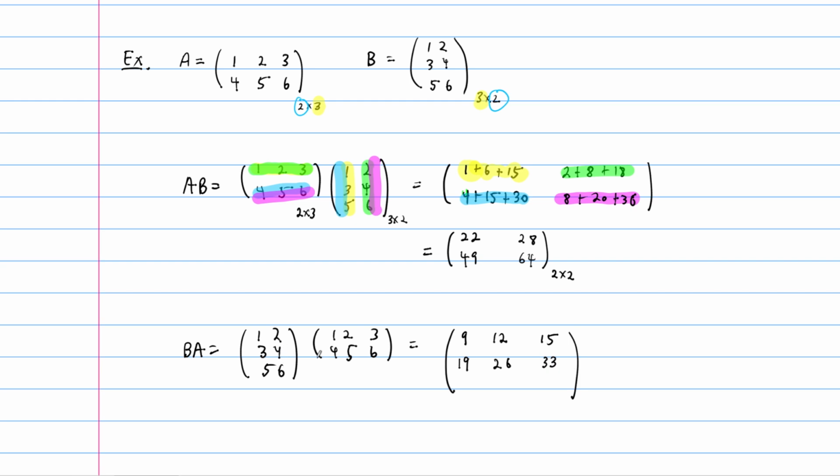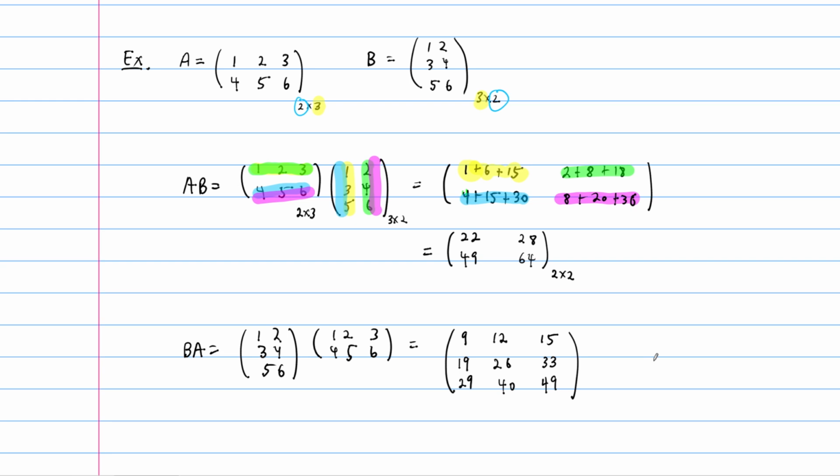All right, and then we just keep going here. So I guess we should finish, right? Third row, first column, so that's 5 plus 24, 29. Third row, second column is 10 plus 30, so that's 40. And then finally, third row, third column, 15 plus 36. So 15 plus 36 is 49.